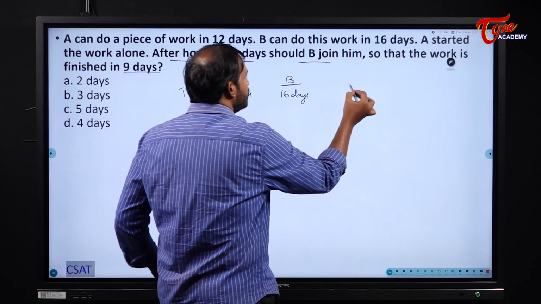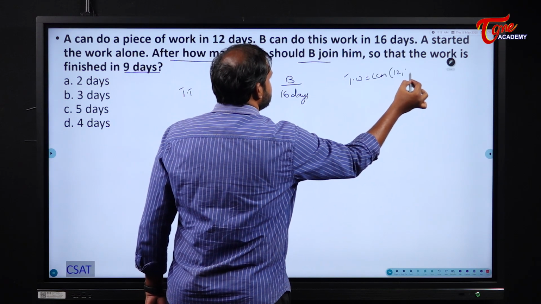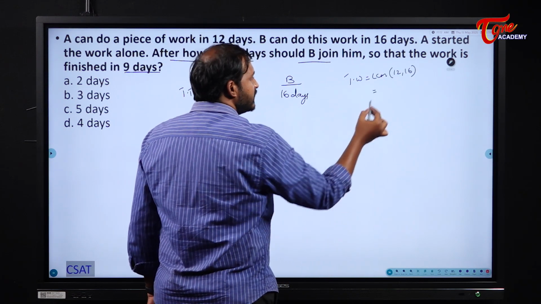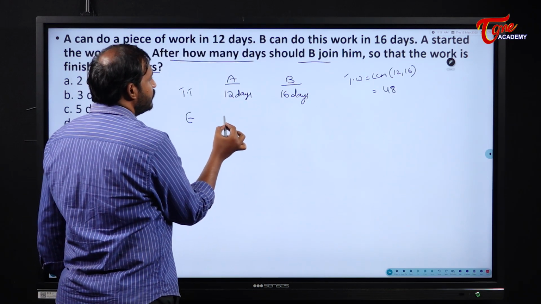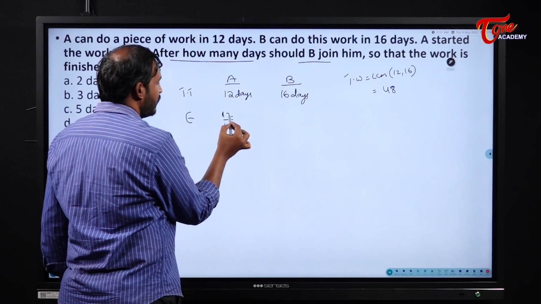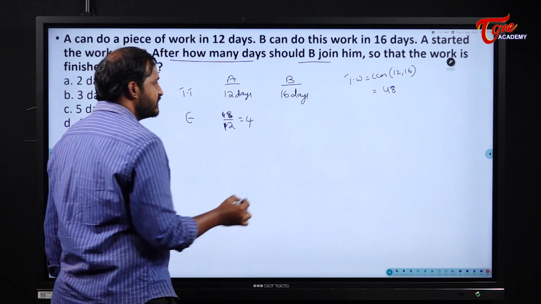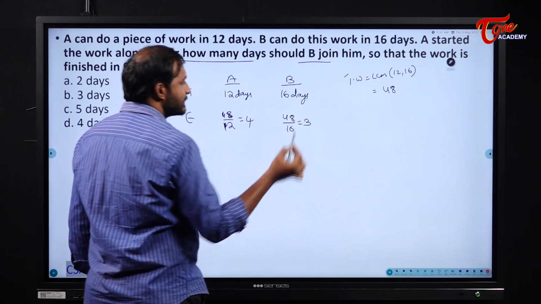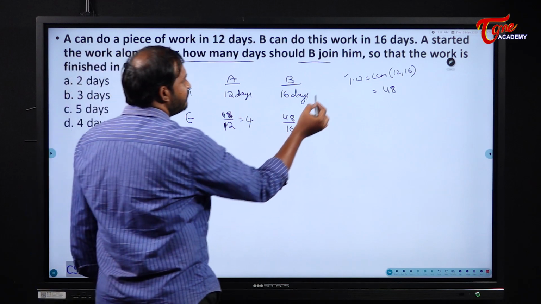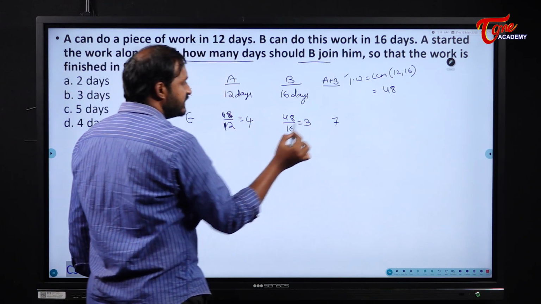What is the total work? LCM of 12 and 16. What is the LCM of 12 and 16? It is 48. So now tell me, what is the efficiency of A? 48 by 12. The efficiency of A is 4. What is the efficiency of B? 48 by 16. His efficiency is 3. What is their combined efficiency? 4 plus 3, it is 7.